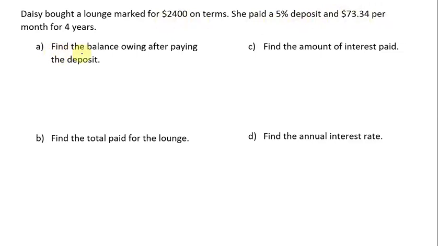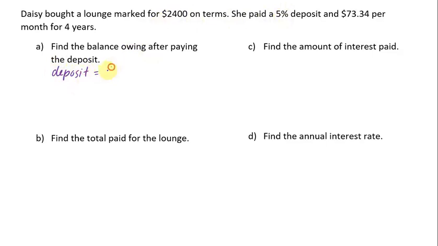The first part of our question says find the balance owing after paying the deposit. After Daisy's paid the deposit, how much does she still owe on her lounge? Well, let's find out how much she paid for the deposit. So the deposit is equal to 5% of the cost of the lounge.